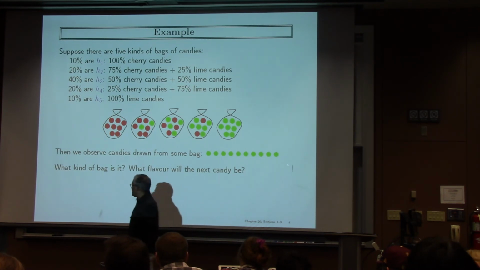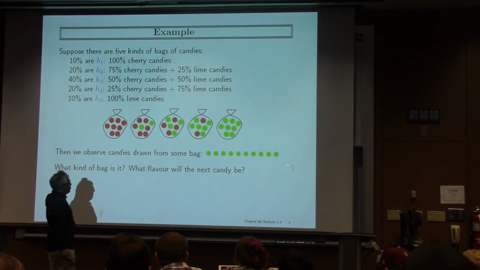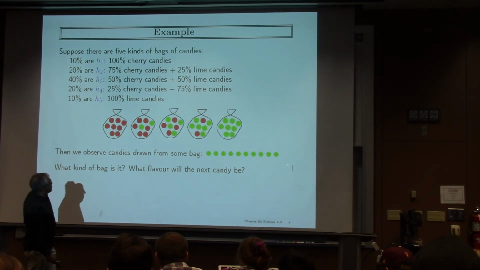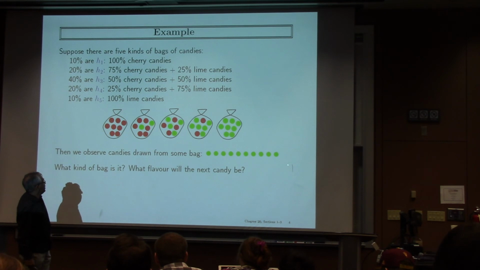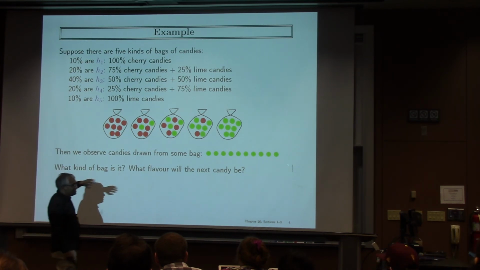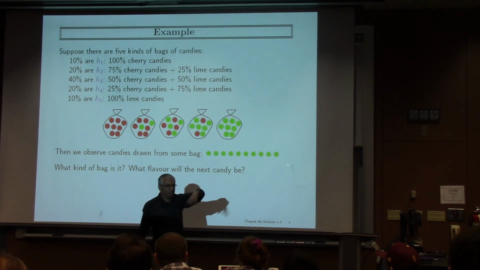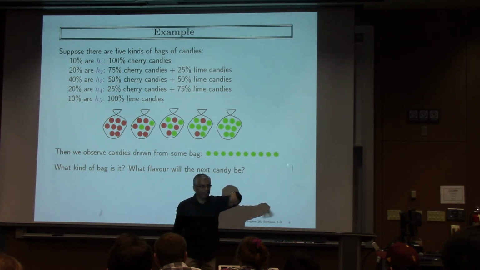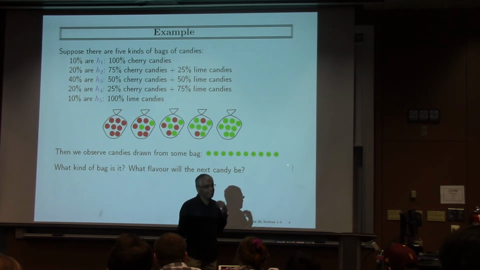I'll give you this example, which is directly from Russell's textbook. Russell apparently just hates lime candy and he likes the cherry candy. And so he has figured out that there is a bag of candy. It's in a brown paper bag. I guess just like other people get beer in brown paper bags, he gets candy in brown paper bags. Okay, and he's taking candies one after another.